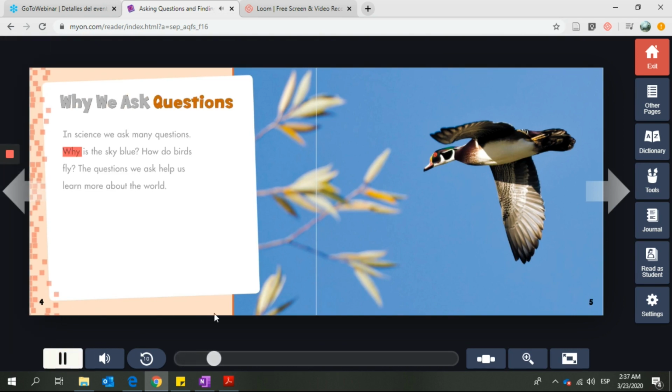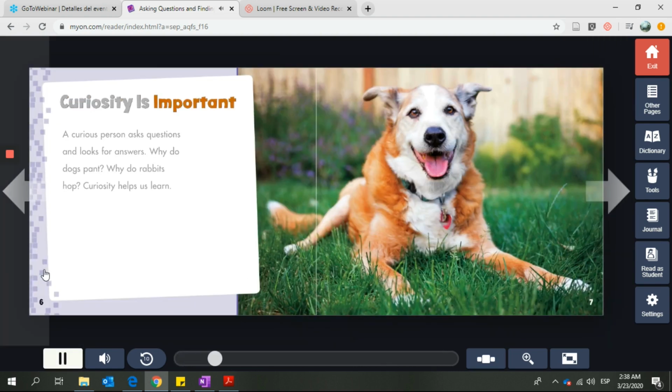Why we ask questions. In science, we ask many questions. Why is the sky blue? How do birds fly? The questions we ask help us learn more about the world. Curiosity is important. A curious person asks questions and looks for answers. Why do dogs pant? Why do rabbits hop? Curiosity helps us learn. I think this is just the right book.